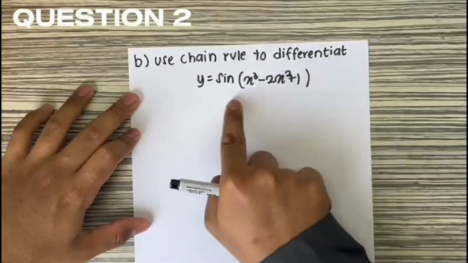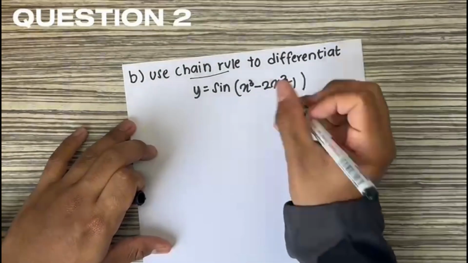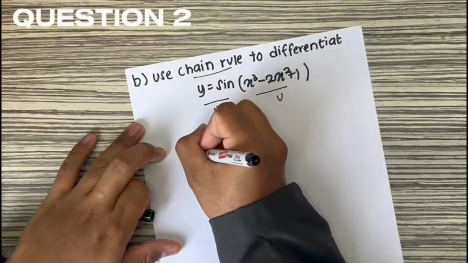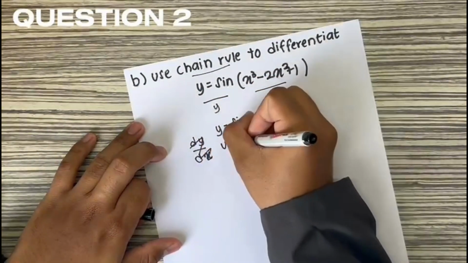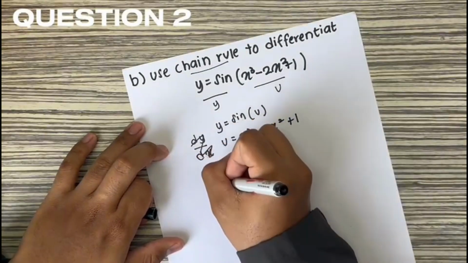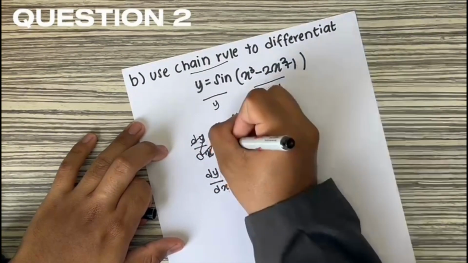Question B. Okay, use the chain rule to differentiate this mathematical sentence. So chain rule, this is the chain rule formula. Okay, we need to label where is u and where is y. So let's write our y and our u. So y equal to sin u in bracket, and our u is x cubed minus 2x squared plus 1. So let's write the formula. So the question asks for u, so we need to write the u.